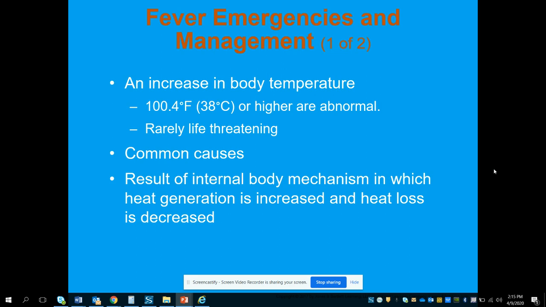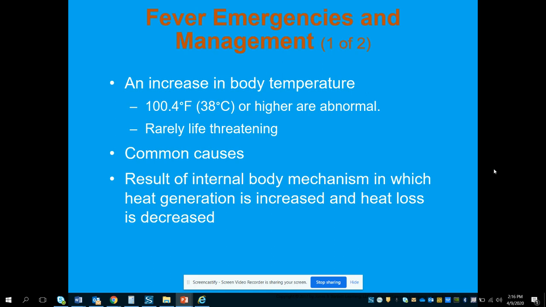Looking at fever emergencies, this is an increase in body temperature. Generally over 100.4 is what's considered an actual fever. And while it's rarely life-threatening, we want to get to the underlying cause of what is causing the fever so that it can be treated. And it really depends. Under 100.4 doesn't necessarily require treatment. Some parents may just prefer to administer it to a low grade temperature, but usually the body is trying to fight something off. So letting the fever run its course at that point can actually be of benefit.